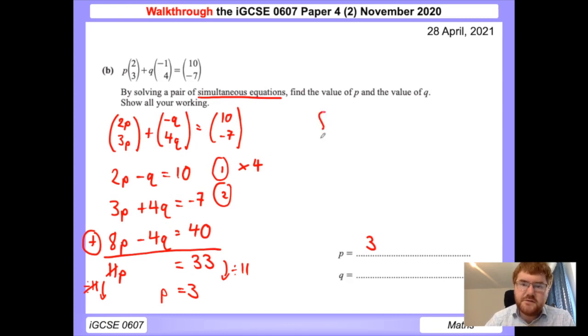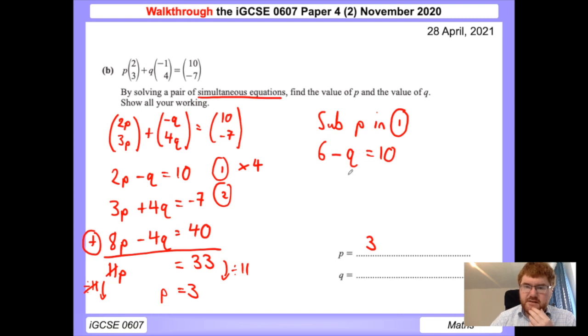So I'm going to sub p into my first equation. You can substitute into any equation, but I think this is the easiest. Well, if p is equal to 3, 2 times p is equal to 6. And I think at this point we can see q is going to be minus 4, but let's go through this. We'll do this steadily.